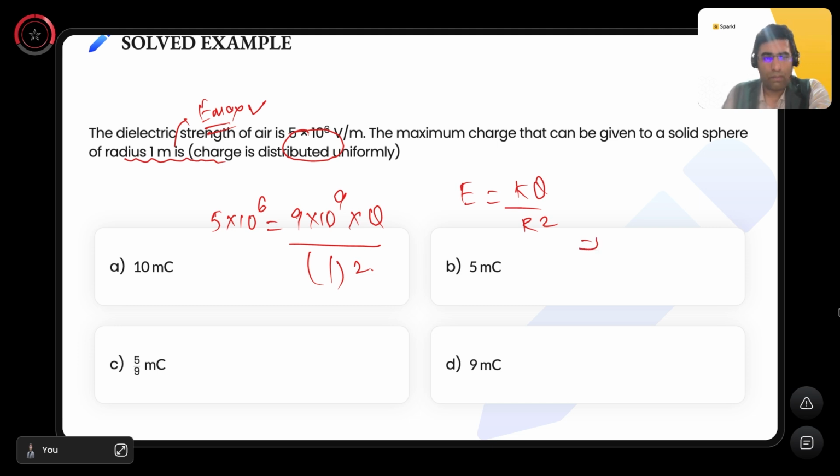So this thing will become how much? 5 by 9 into 10 to the power minus 3. So this can be the value of q when the dielectric strength is this much. This is the maximum electric field that can exist there. All right.